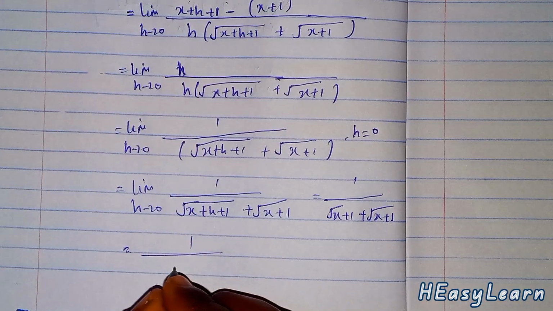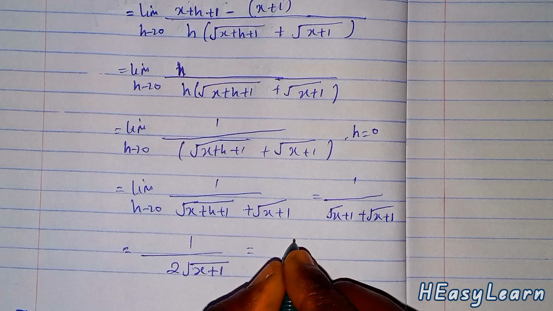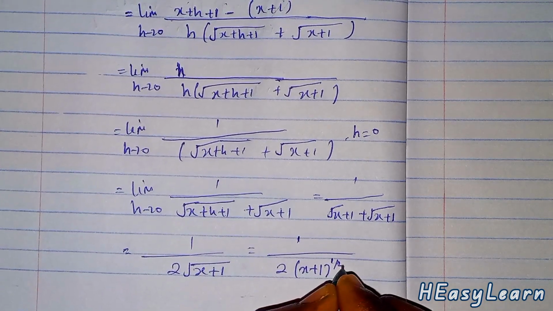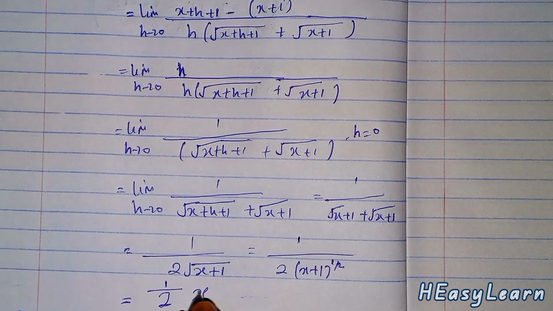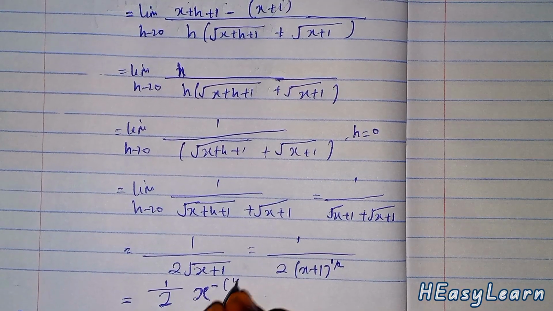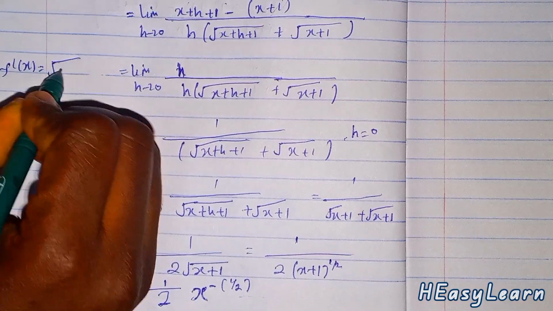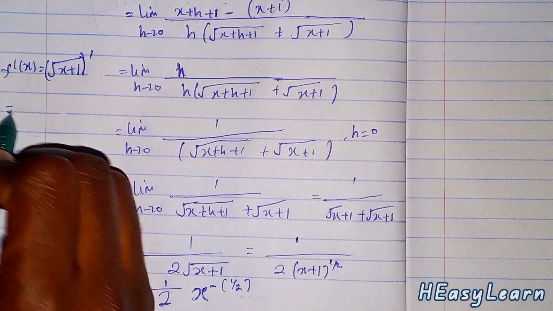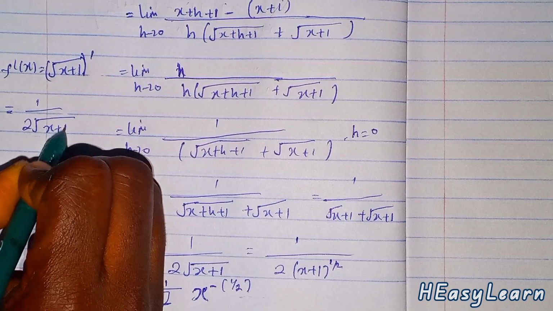1 over 2 square root of x plus 1. This is the same thing as 1 over 2 times (x plus 1) to the power of 1 over 2. You can also rewrite it as 1 over 2 times x to the power of minus 1 over 2. So given the function, the derivative of square root of x plus 1 is equal to 1 over 2 square root of x plus 1.